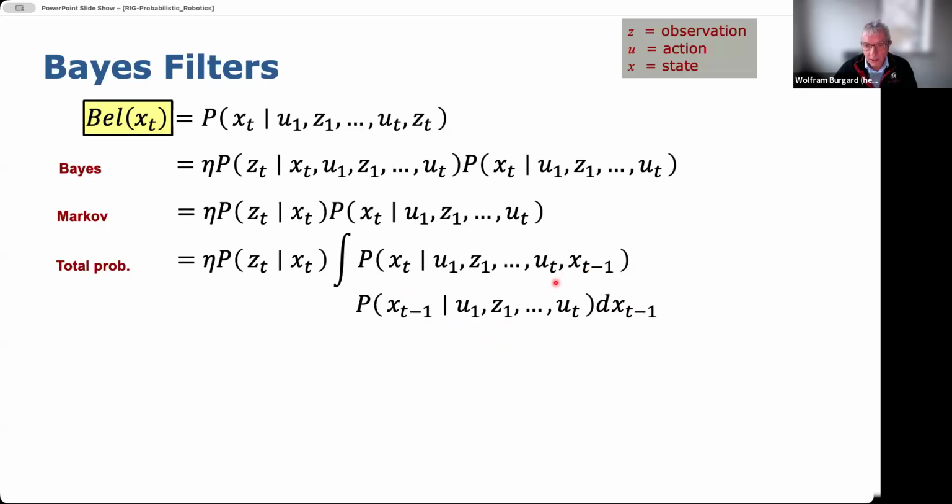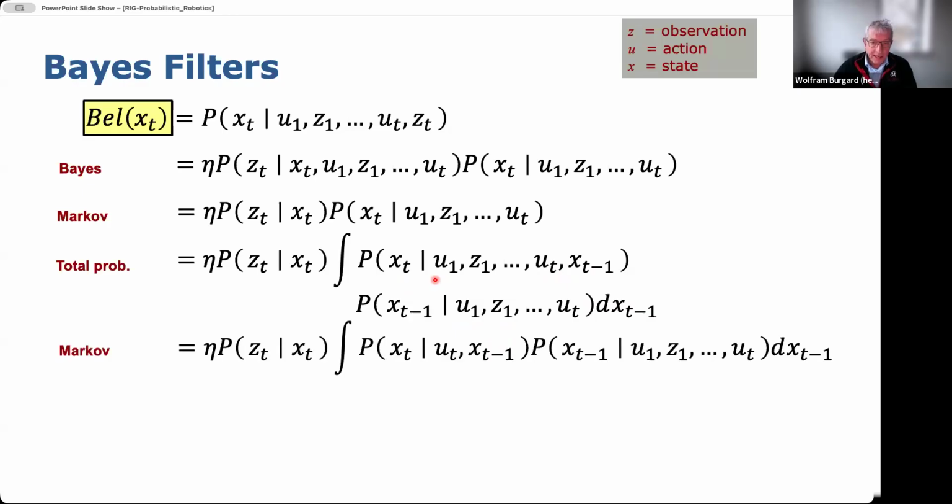These are the two parents that we actually need for this, and all the rest is then being independent once we have those two. And this is the next simplification that we are doing. So we're ending up with eta times p of zt given xt, the integral p of xt given ut and xt minus 1. And then we have p of xt minus 1, u1, z1, ut minus 1, zt minus 1, and ut. And this looks a little bit awkward here, this ut, because given we are in xt minus 1 over here, that seems to be the future action.